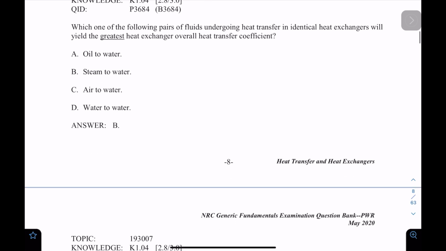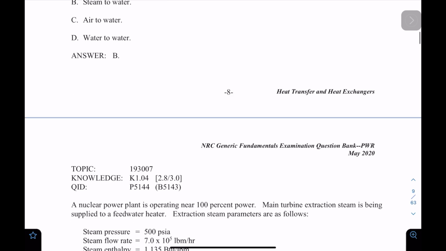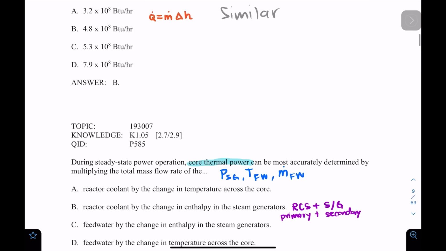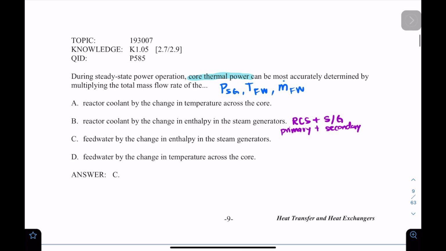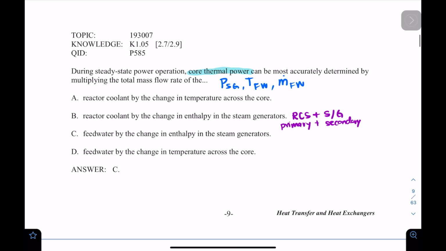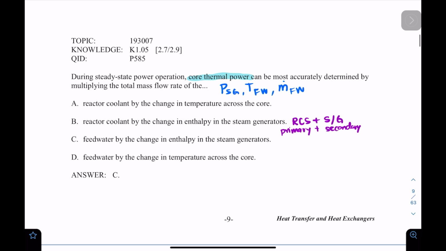Okay, this is a similar question to the previous one. This is also a similar one. This one states, P585: during steady state power operation, core thermal power can be most accurately determined by multiplying the total mass flow rate of what?